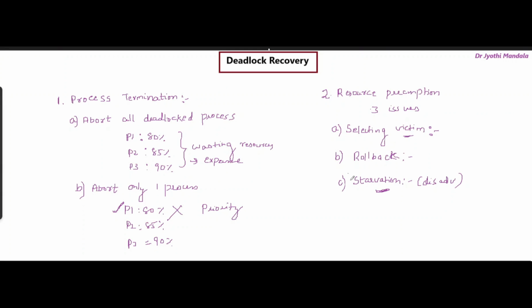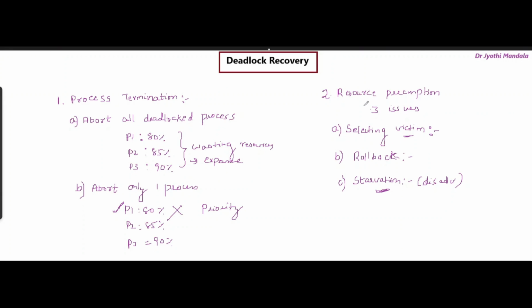So considering these three issues, you can go with resource preemption if you want to recover from the deadlock, or else the first approach of process termination, where aborting all deadlocked processes can be done, or aborting one process at a time can also be done. If you don't want to abort the process, go with resource preemption. Any one of these two approaches can be used to recover from the deadlock if you find your system is in deadlock. I hope you are all clear with this deadlock recovery approach.